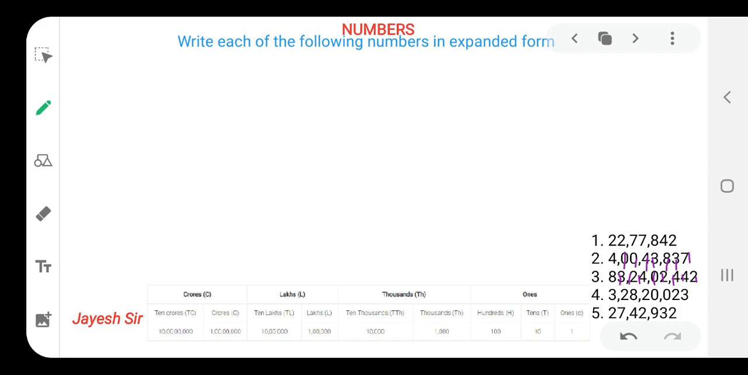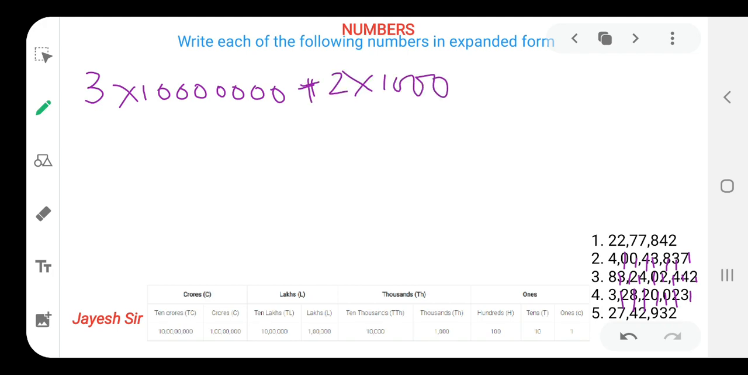Our fourth sum is 3 crore. That means it should be multiplied with, let's count it, 1, 2, 3, 4, 5, 6, 7. Yes, that is crore only. So we need to multiply it with 7 zeros. 3, 4, 5, 6, 7 zeros, plus I have written now 2 into how many zeros? 1, 2, 3, 4, 5, 6, 6 zeros I have written.